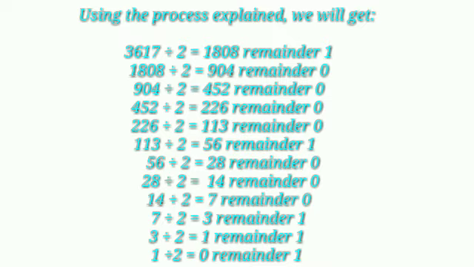113 divided by 2 equals 56 remainder 1. 56 divided by 2 equals 28 remainder 0. 28 divided by 2 equals 14 remainder 0. 14 divided by 2 equals 7 remainder 0. 7 divided by 2 equals 3 remainder 1. 3 divided by 2 equals 1 remainder 1. 1 divided by 2 equals 0 remainder 1.